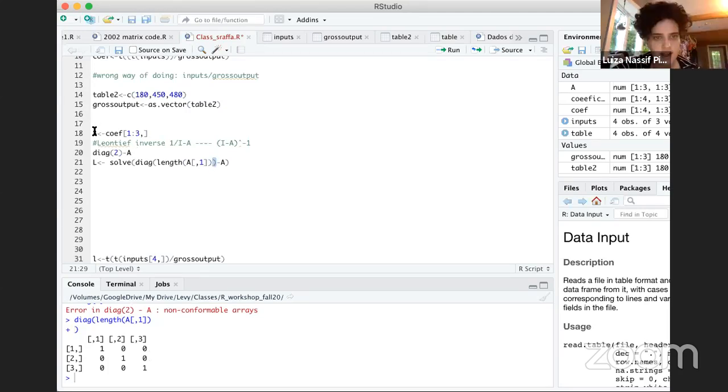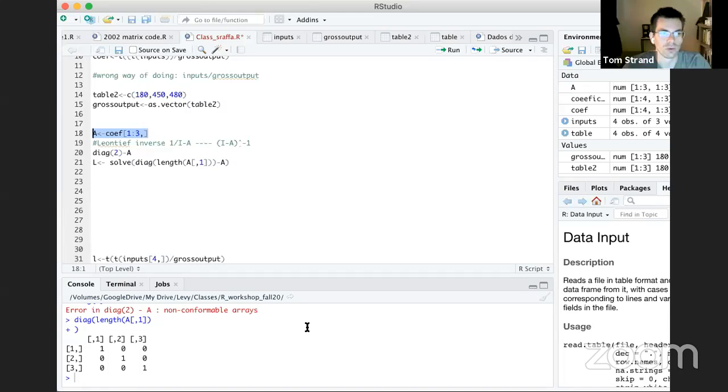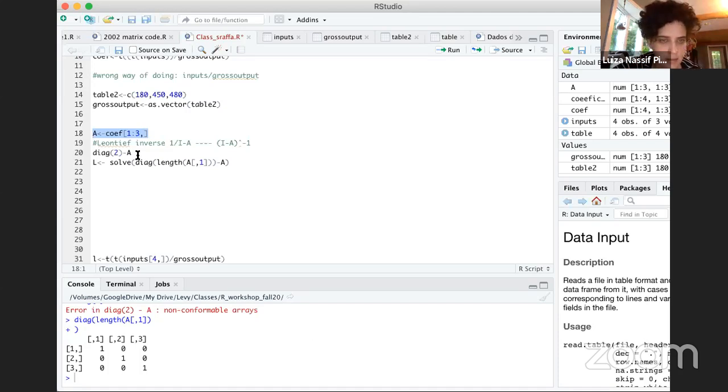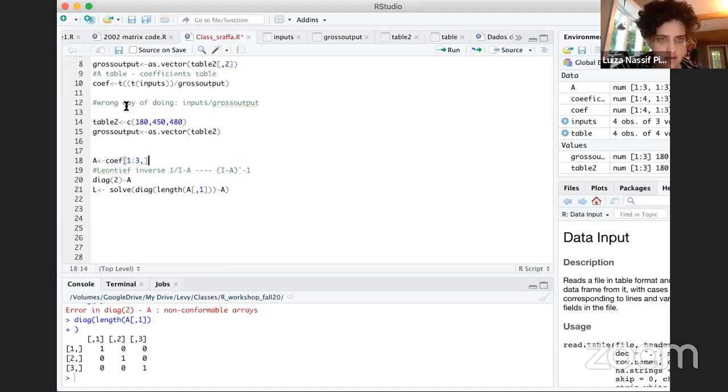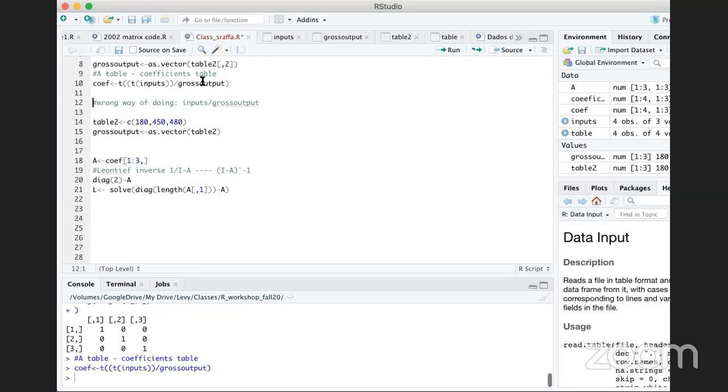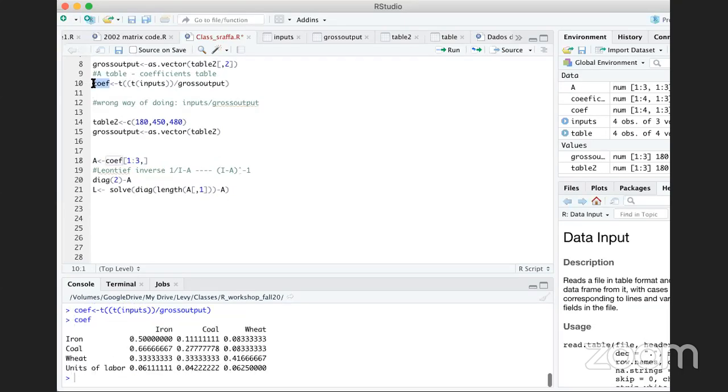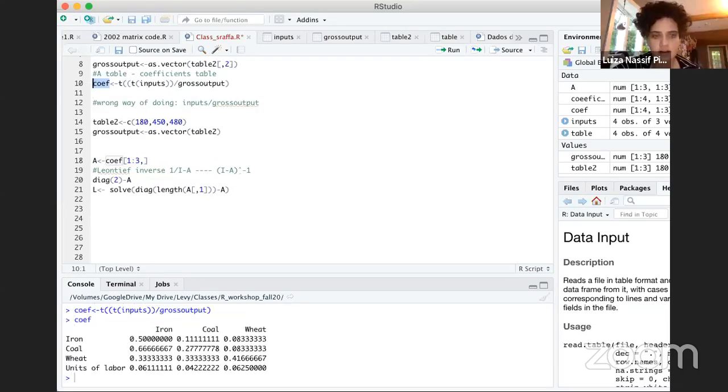So when you run your A, did you do this line here? A coef 1, 2, 3, comma? Oh, I didn't do the coef. I didn't do the second. Okay, I get it. So maybe I actually put this here for some reason. I can't even remember now. Oh yeah, that's the reason. It's because I still had the units of labor on my coefficients table. What I need now is just the inputs part of my coefficients table.